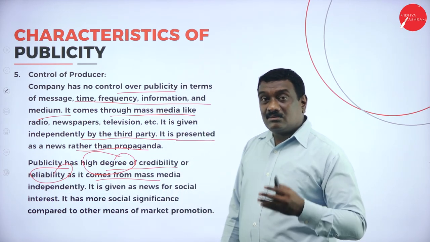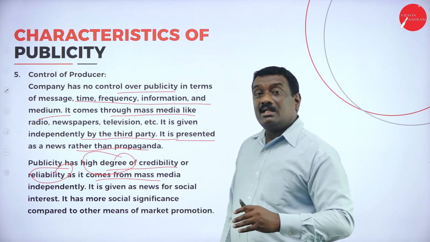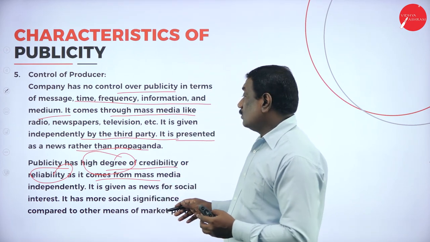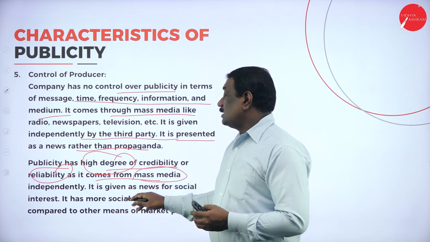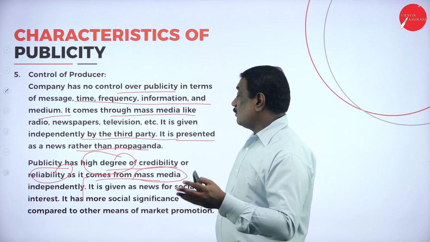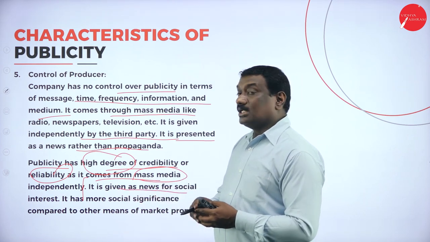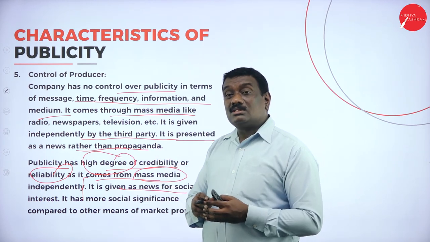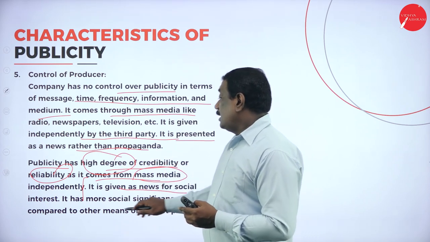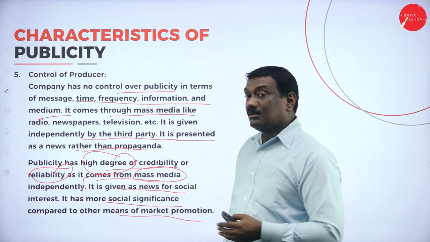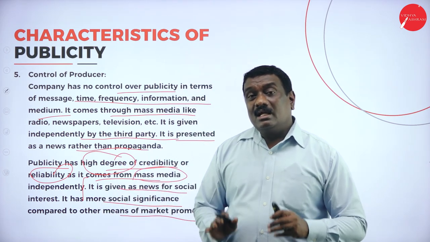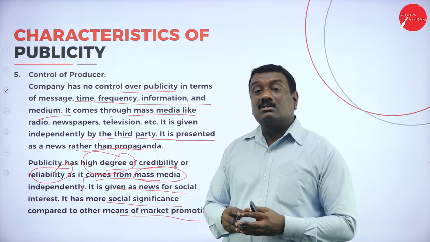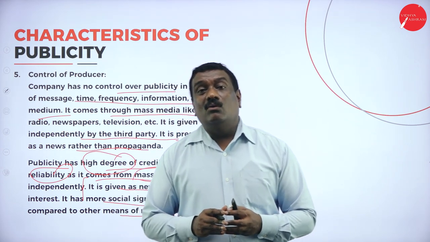You can rely on it, because we can say that yes, it is true, because no media will simply give false messages or news about that particular event. So you can rely on it, and it comes from the mass media independently. No one is forcing them or telling them to do that. So it is given as news for social interest. Why does this publicity have to be given? Because it is given in order to create the news as a social event or in the social interest. And it has more social significance compared to other means of market promotion. So this publicity involves a lot of social activities, or has an importance to society. That is why this kind of news will be publicized.